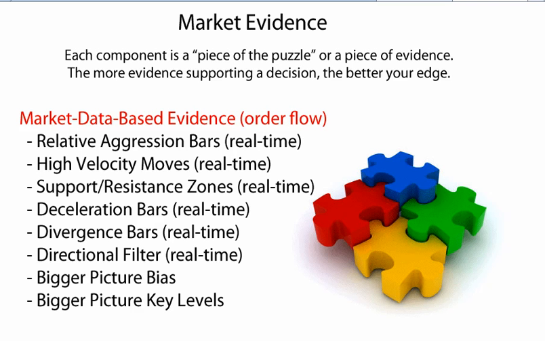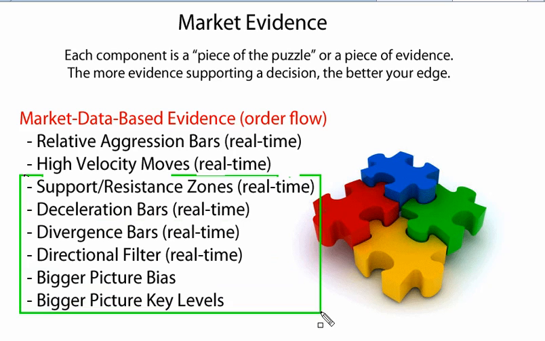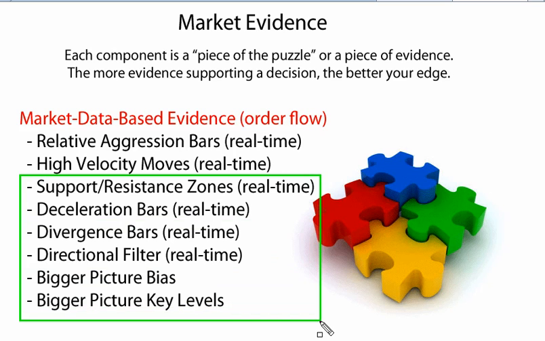Just as a background, in our software, we like to look at several pieces of evidence, and I've stripped away all of this. I've taken off the support resistance and the deceleration and the divergence and the filter. And I've just left on these relative aggression bars and high velocity moves. So those are what we call our first building blocks.